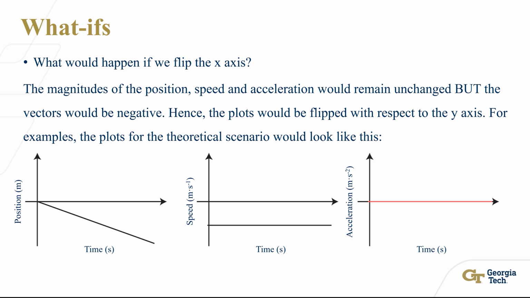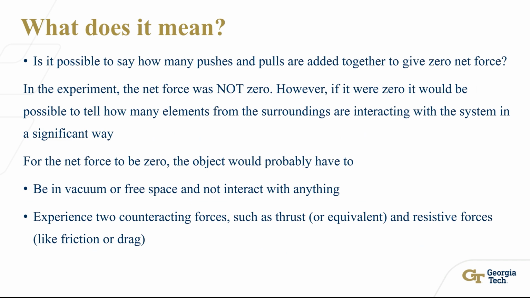In the experiment, the net force was not zero. However, if it were zero, it would be possible to tell how many elements from the surroundings are interacting with the system in a significant way. For the net force to be zero, the object would probably have to be in vacuum or free space and not interact with anything, or experience two counteracting forces such as thrust and resistive forces.